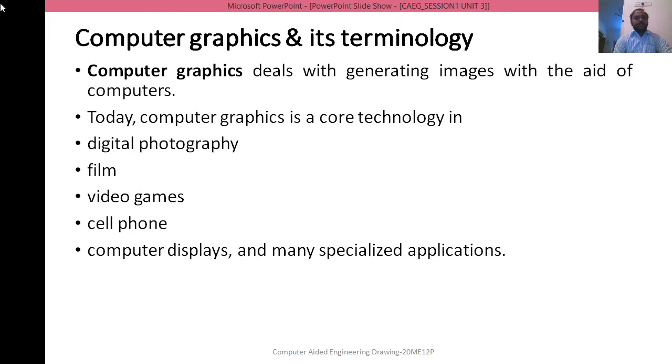Firstly, computer graphics. As the name says, computer graphics means dealing with generating images by making use of a computer. Today, computer graphics is a core technology that deals with generating images, photos, pictures by making use of a computer, and it is also used in digital photography, making films, creating video games, cell phones, computer displays and many specialized applications.